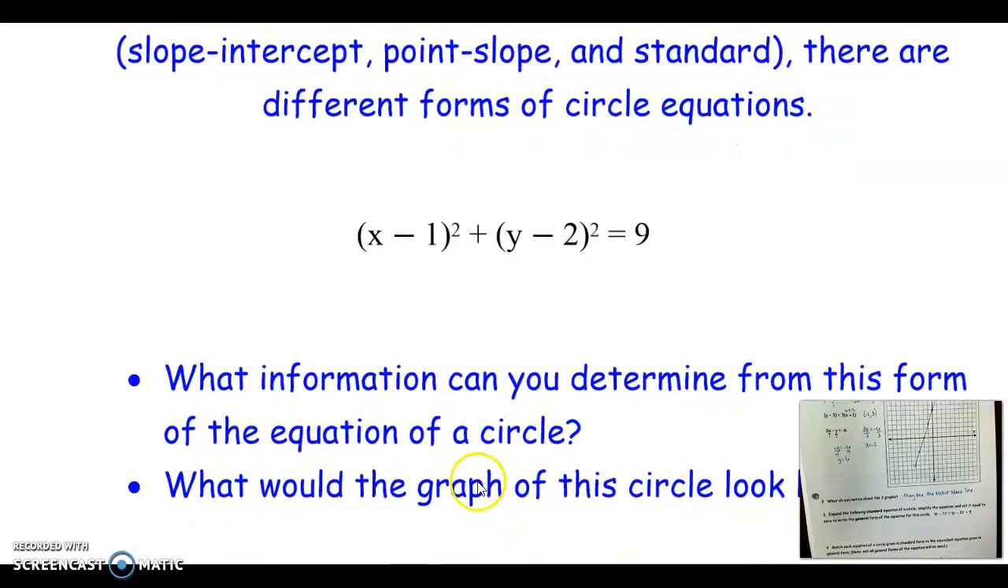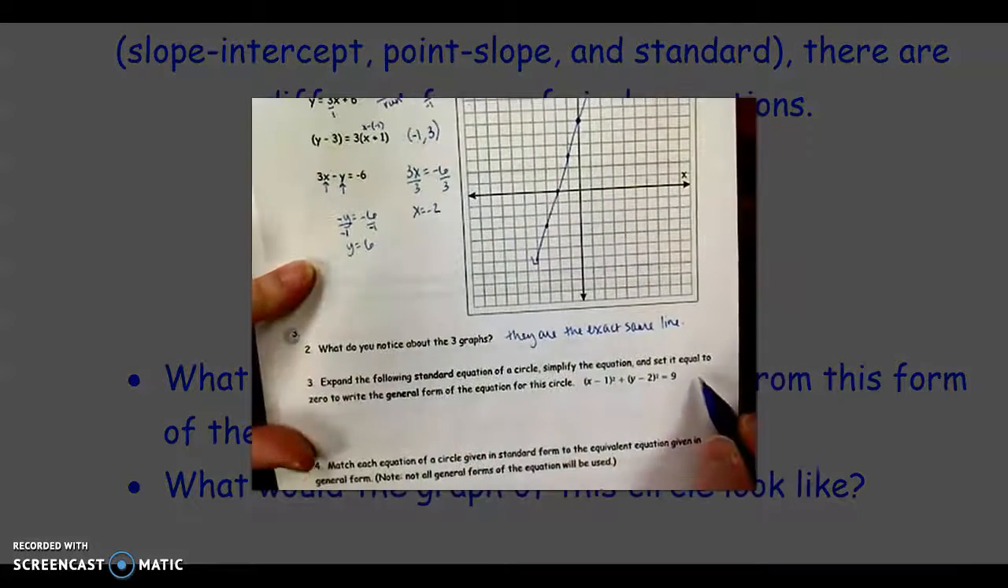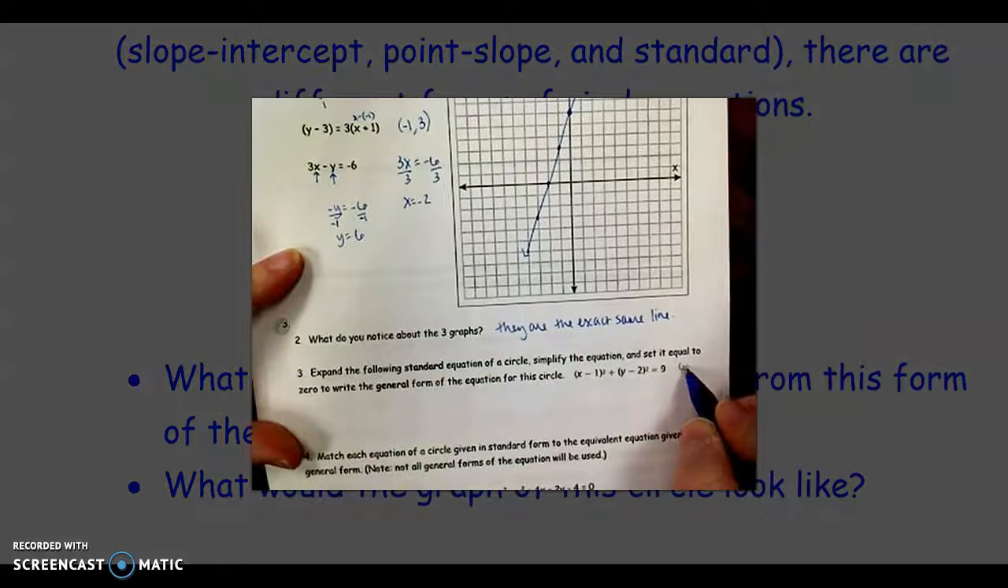Remember, the information that we can determine from this form of the equation of a circle are its center and its radius. So remember, the center of this circle would be (1, 2), the opposite of these signs. And this number is the radius squared, so we'd have to take the square root of it to know our radius is 3. That's not really the answer to number 3, but you can write that off to the side here. The center would be the point (1, 2), and our radius would be 3, the square root of 9.